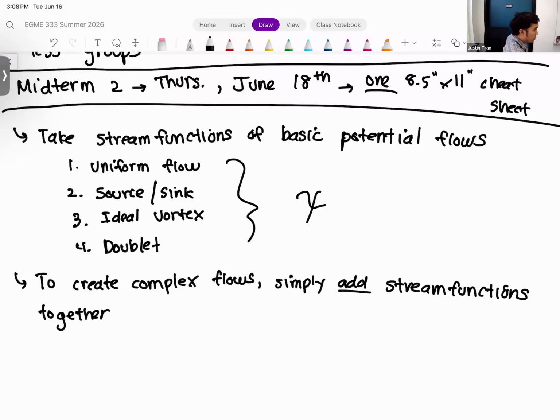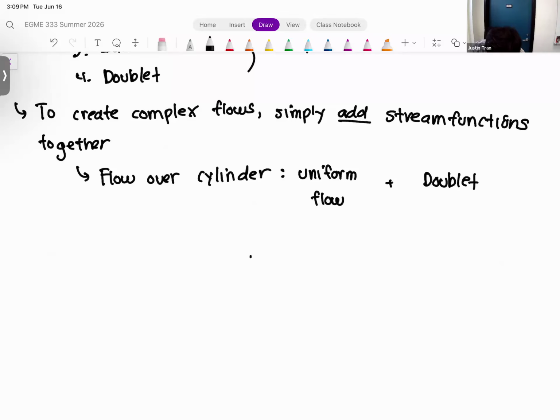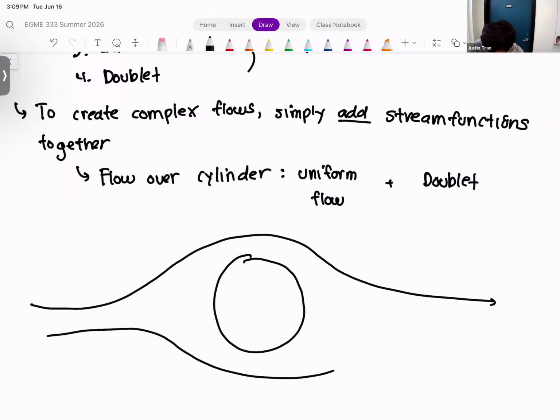Okay. And where we ended was flow over a cylinder. Right. So basically, by combining a uniform flow and a doublet, we took the stream functions for those 2 types of flows and added them together to get a single stream function. Okay. What we obtained was a flow field that looked like the following. We had a cylinder, and we had flow going around it just like that. Okay.